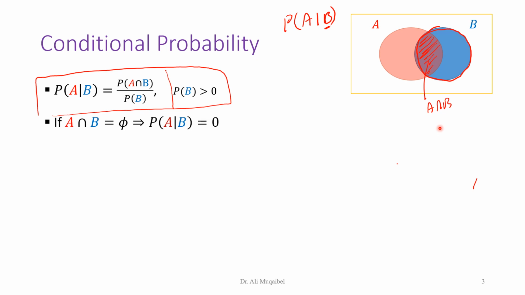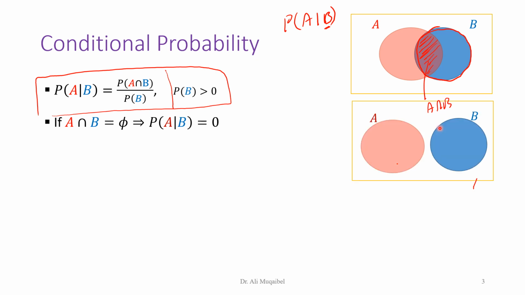Some would ask, what if they are not intersecting? Of course, the probability is going to be 0, because if this is your universe, there is no way you can get A. Similarly, if you condition B on A, you're always going to get the conditional probability to be 0, because once B occurs, once you are inside the circle, there is no way you can be in the red circle.